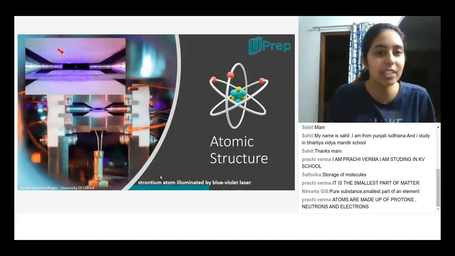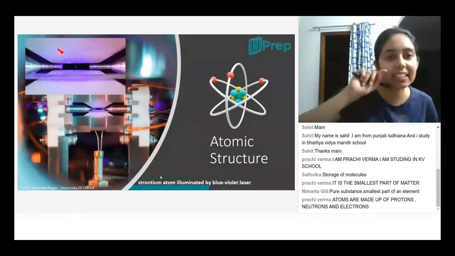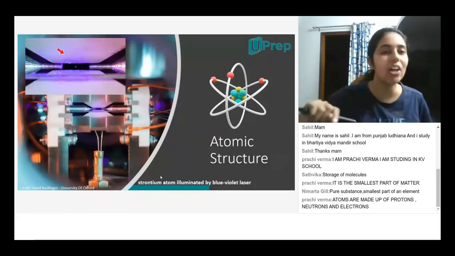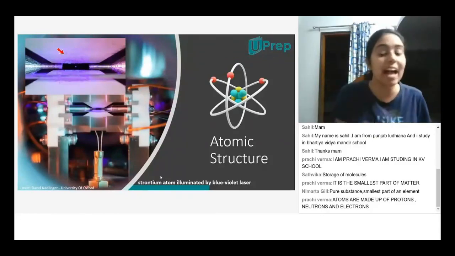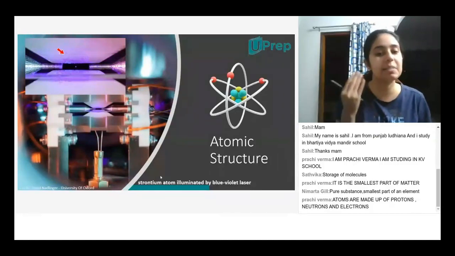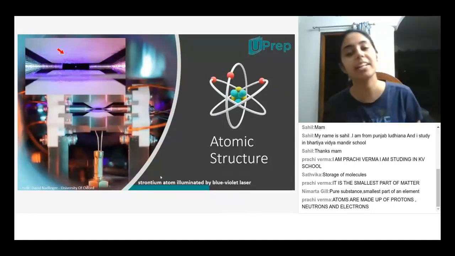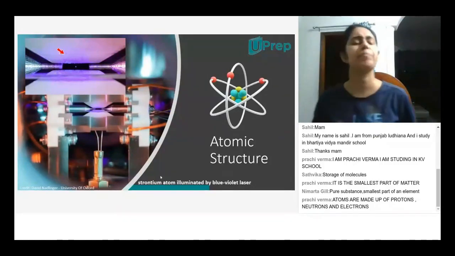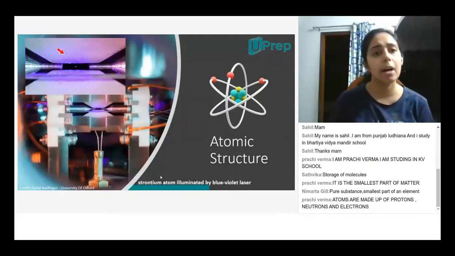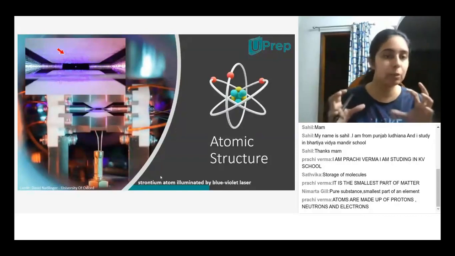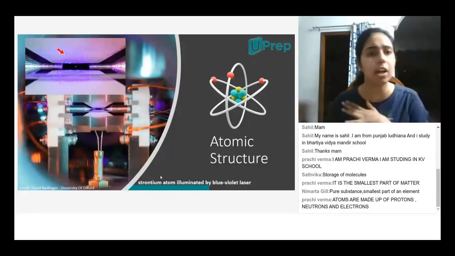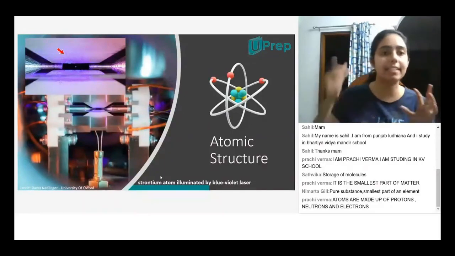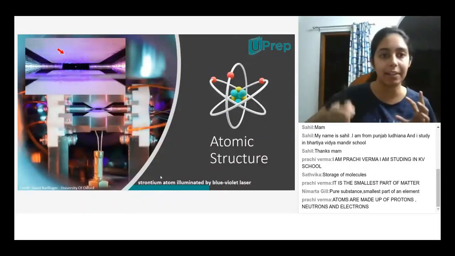So if I zoom into this area and I look at that tiny little dot, that is the picture of an atom, and that atom is the strontium atom, which is illuminated by blue-violet laser light. Now, how this picture was taken is that a camera was set up, and that camera was made to take 1,000 pictures one after another continuously, okay, while this laser light was illuminating this atom.